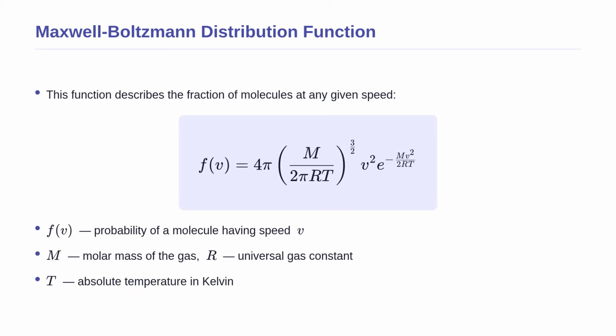The term f of v represents the probability or fraction of molecules moving at a specific speed v. Capital M is the molar mass, R is the gas constant, and T is the absolute temperature. The formula has two competing parts. The v squared part at the front tries to make the probability go up as speed increases. However, the exponential part at the end forces the probability to drop to zero as speed gets very high. This mathematical battle creates a beautiful bell-like curve.